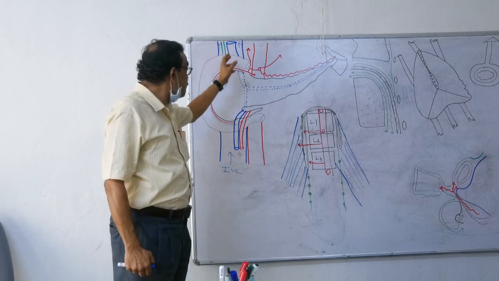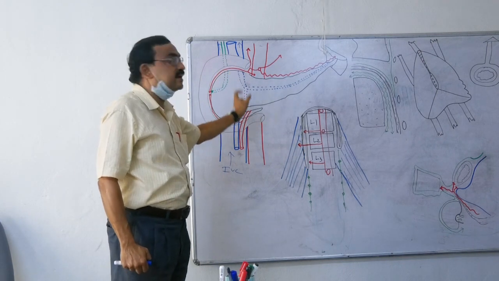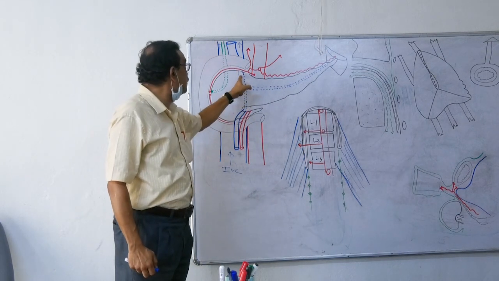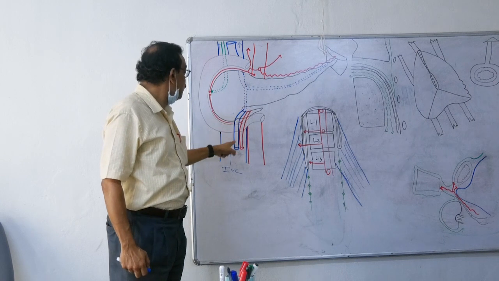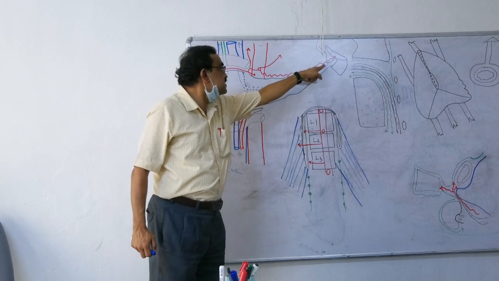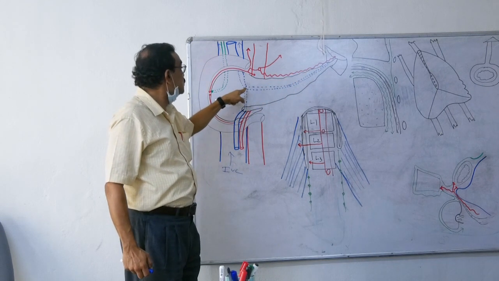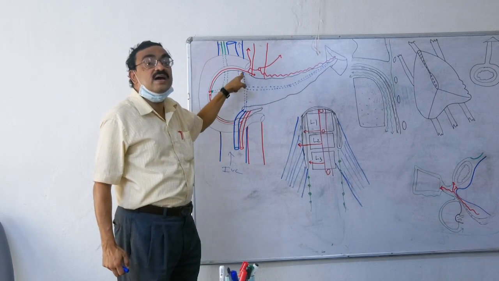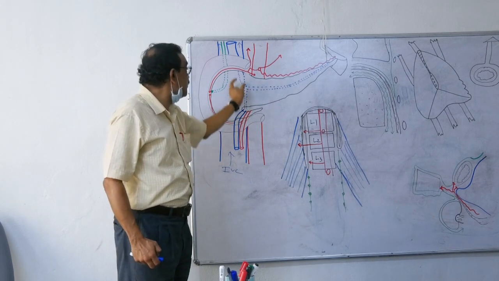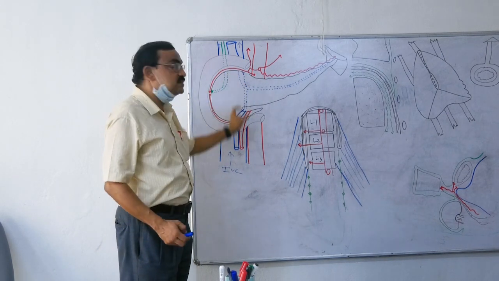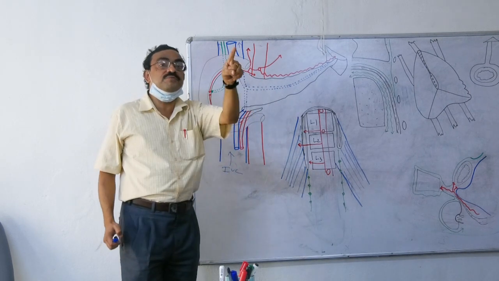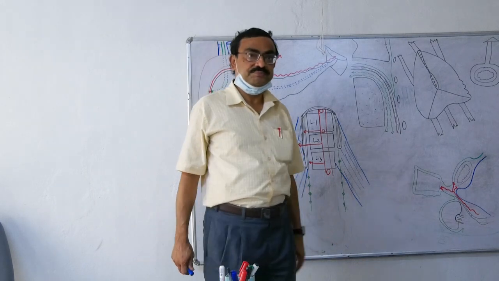And the most important thing about the neck is the formation of the portal vein. We know this is the superior mesenteric vein, and this is the splenic vein. They join to form the portal vein. This portal vein is formed just behind the neck of the pancreas.